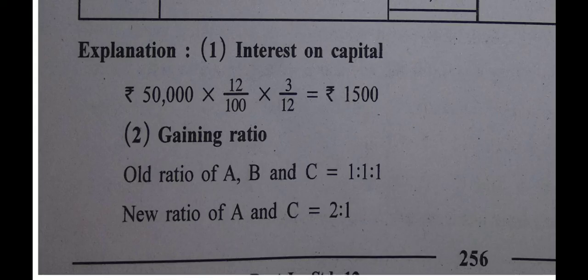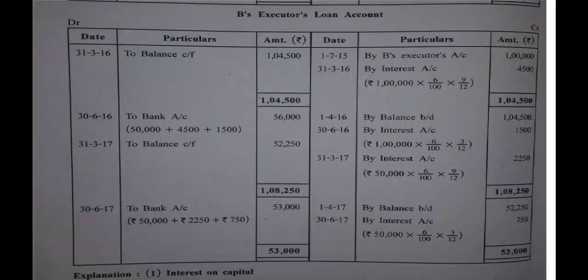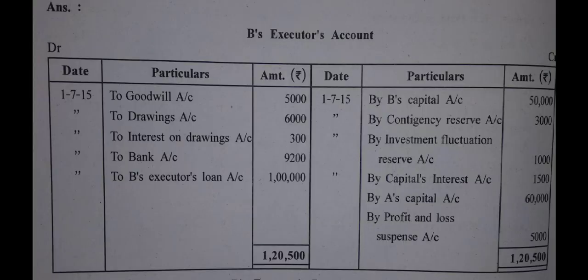So let us check the effect for this. In B's executor's account, you'll see just below the interest on capital, it is written by A's capital account 60,000. What does this mean? That the entire share of goodwill of B is given to B's executor's account by whom? By A. This is the reason of writing down by A's capital account on the credit side of B's executor's account, 60,000.